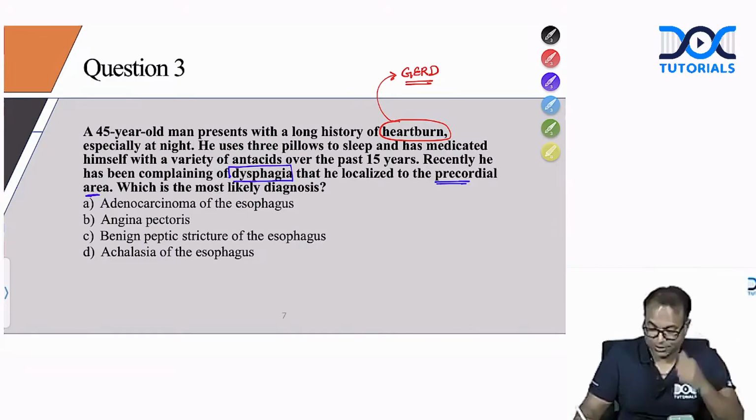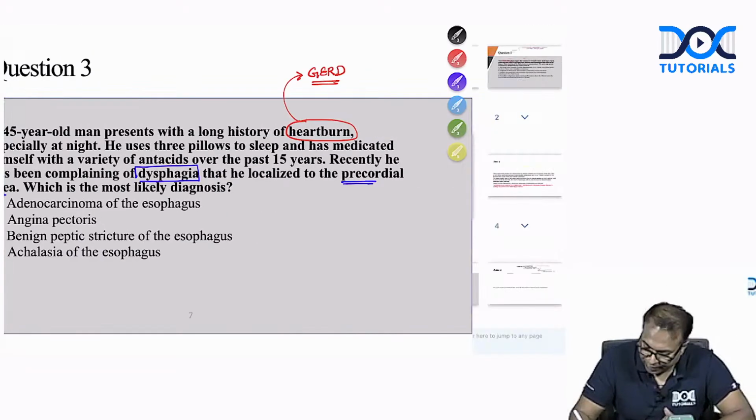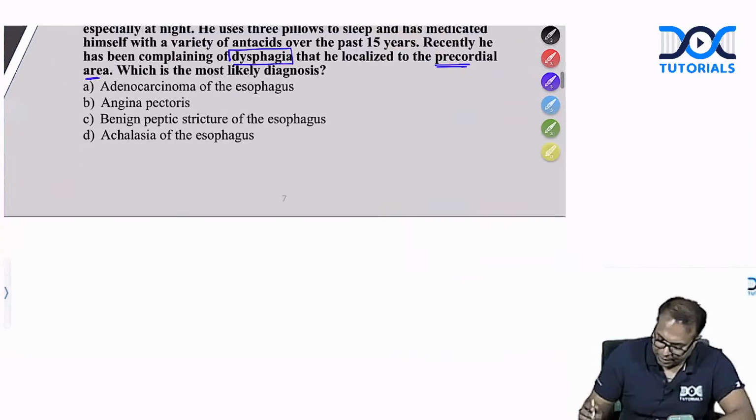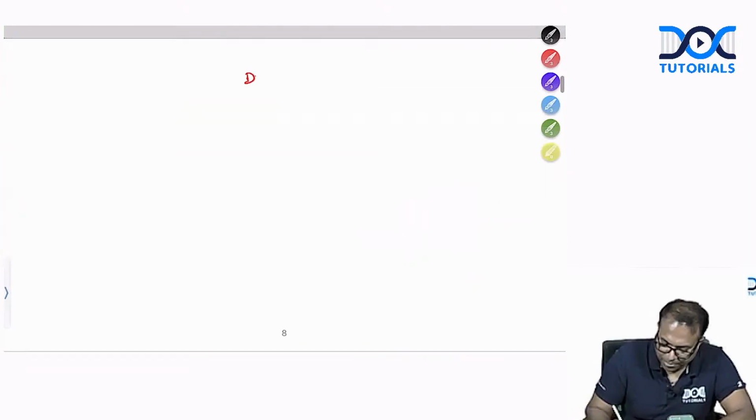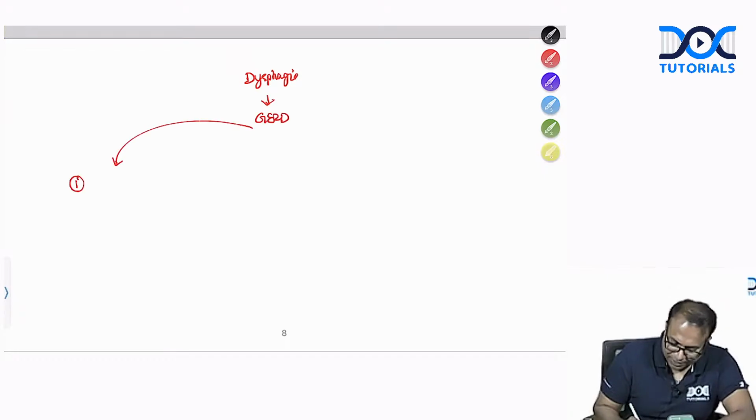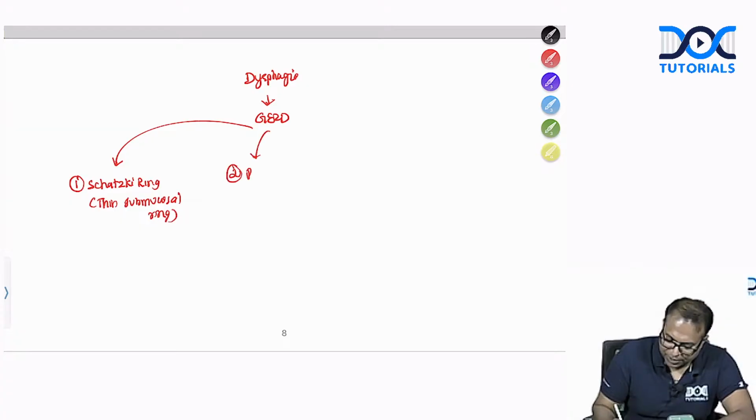What are the various causes? The question is a very interesting question. Please remember, dysphagia in a GERD patient. That question is related to dysphagia in a GERD patient. Dysphagia in GERD patients can be due to number 1, Schatzki ring. Schatzki ring is a thin submucosal ring. The thin submucosal ring. 2, peptic stricture.